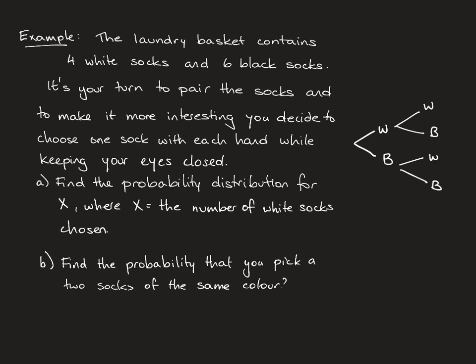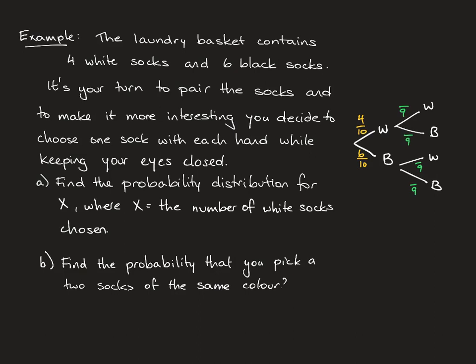So if we pick our first sock, we have 10 socks to choose from. So both of these probabilities are out of 10. Probability of white is 4 out of 10. Probability of black is 6 out of 10. For our second sock, however, we've already got 1 sock missing. So now all of our probabilities are going to be out of 9.